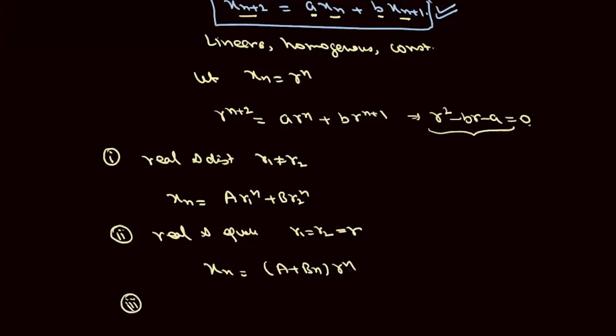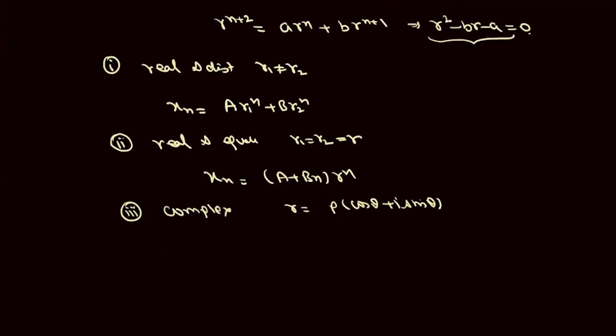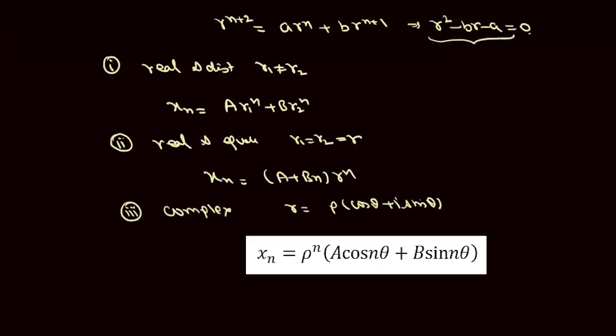And then in this third case, when the roots are complex, say r is rho (cos theta plus i sin theta), then its real solution can be given as x_n equals rho to the power n (a cos n theta plus b sin n theta). Now let us take up an example.